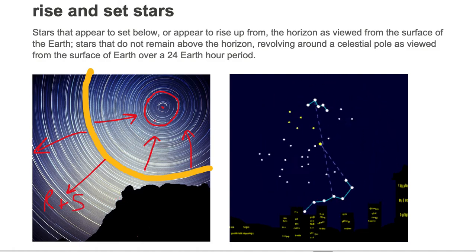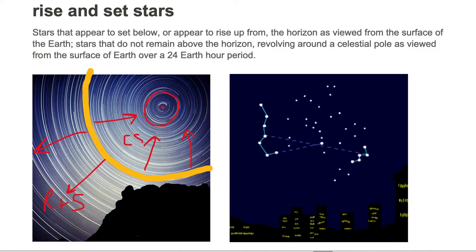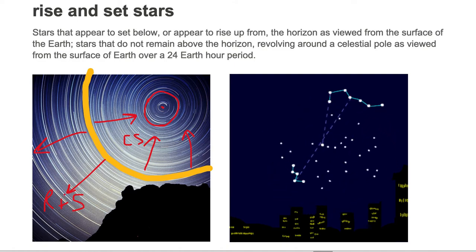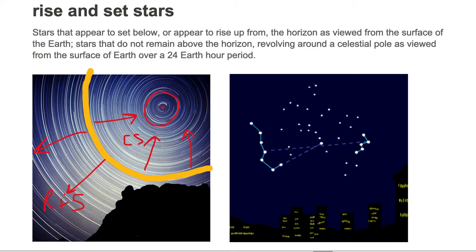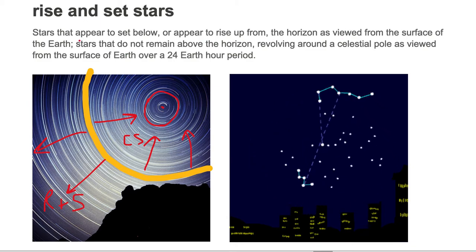Anything to the inside of the yellow line would be circumpolar stars, which I'll abbreviate CS. Anything to the outside are considered rise and set stars. They appear to set below or they appear to rise up from the horizon as viewed from the surface of the Earth.